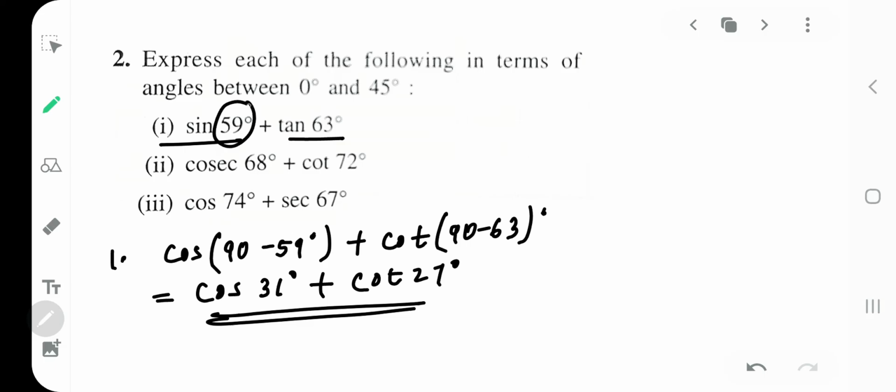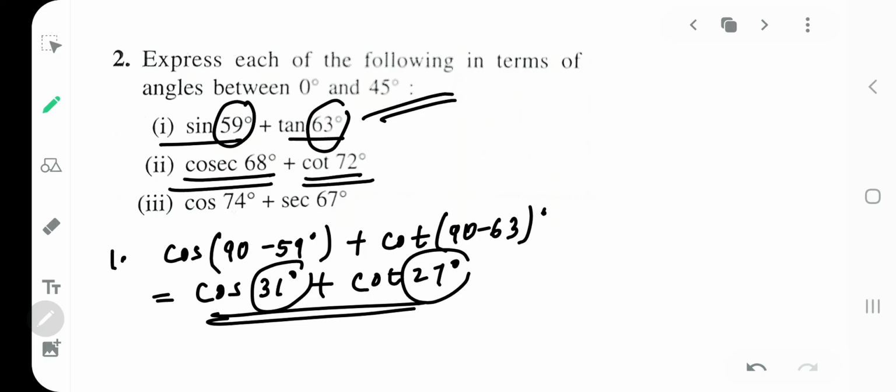You have to just see, what did you notice? That it was 59 which was more than 45. Again this was 63 degree which was more than 45. And now in my answer I got 31 degree and 27 degree which is in between 0 to 45 degree. Got my point clear? So similarly for here also cosec and cot you have to convert, and cos and sec you have to convert. Remember, your cosec has a relation with sec and cot has a relation with tan. And cos has a relation with sine.